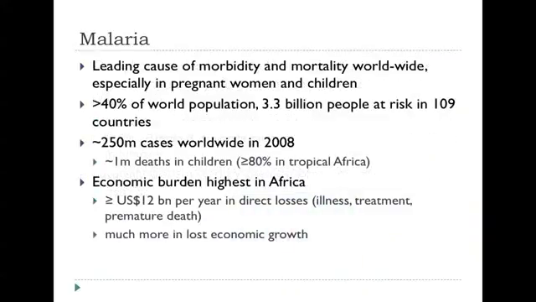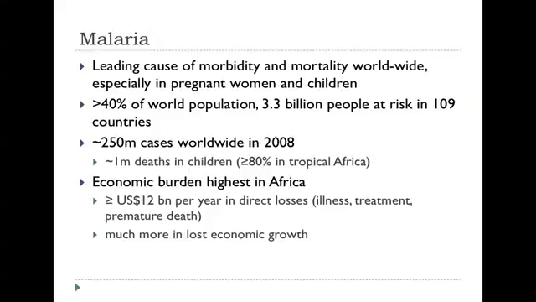Leading cause of morbidity and mortality worldwide, especially in pregnant women and children. About 40%, or just over 40% of the world's population, that's about 3.3 billion people, are at risk of malaria in 109 countries. So it really is a big problem across the world. 250 million cases in 2008 and around 1 million deaths in children is the figure that's usually put around.